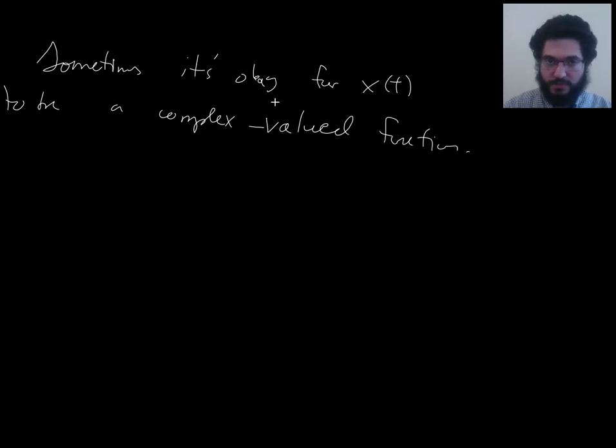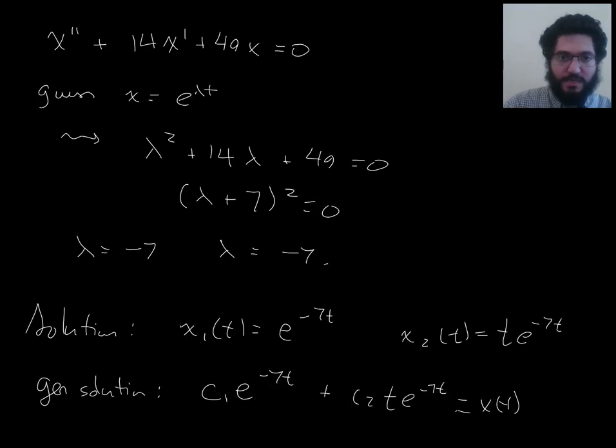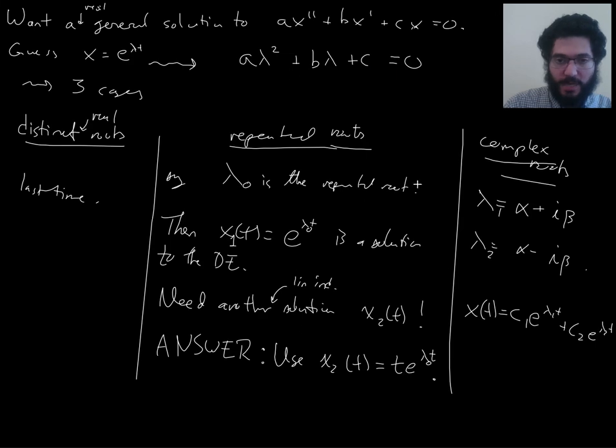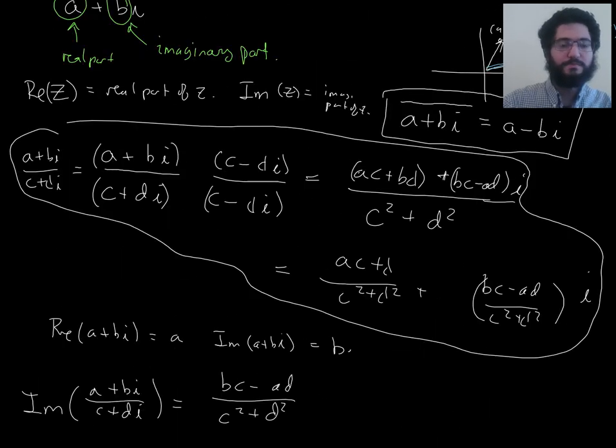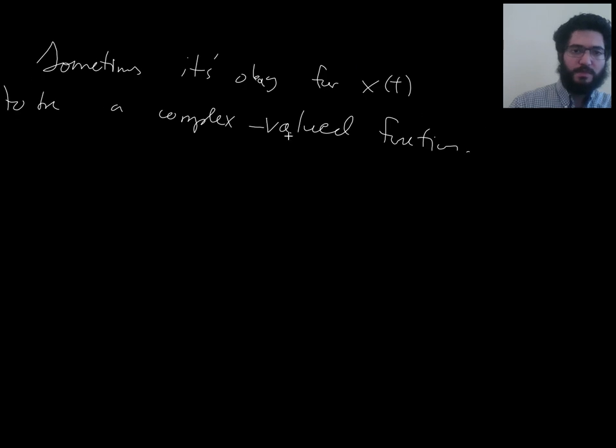Why? Well, you saw partly why, because they seem to come up naturally when we want a general solution to a second order linear homogeneous differential equation with constant coefficients. We get complex roots sometimes, and so if we can still make sense of what's going on when there are complex roots, then that would be nice. But at the end, we still want a real solution. Okay, so sometimes it's okay for x to be a complex valued function.